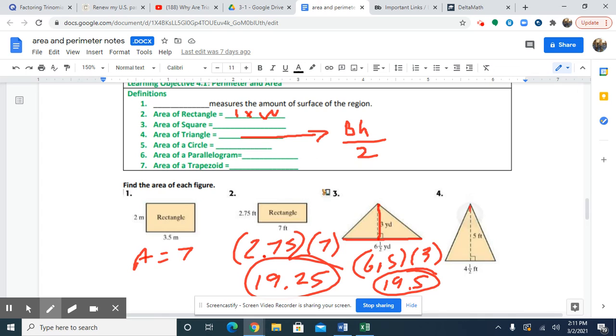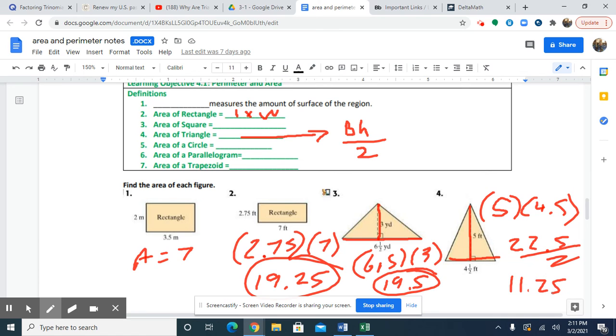The next example, we have a height of 5 and a base of 4.5. So 5 times 4.5 is 22.5, divided by 2 is 11.25. And now I'm noticing that I forgot to divide the previous one by 2. So again, 6.5 times 3 is 19.5. 19.5 divided by 2 is equal to 9.75.